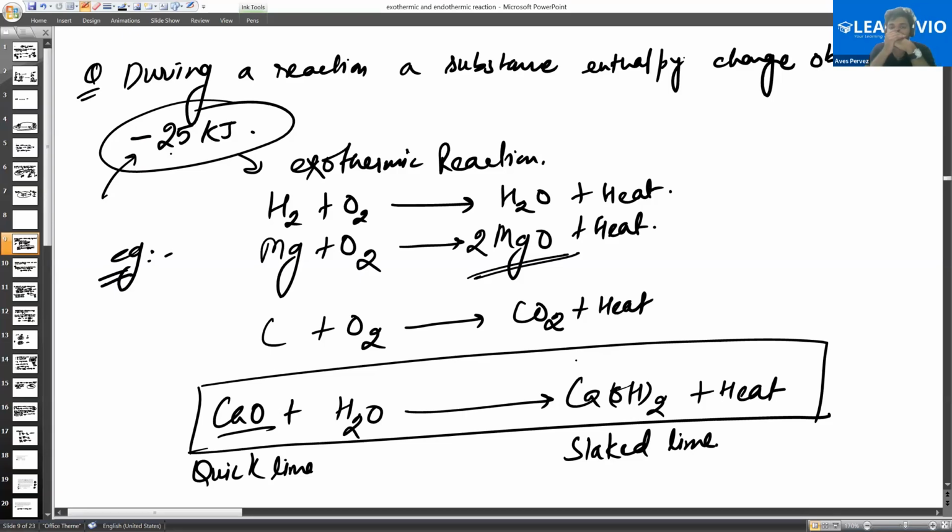Are you getting my point? Got it? Note it down quickly, this is very, very important. For exothermic reactions, one more line: calcium oxide, when it reacts with water, gives you calcium hydroxide plus heat. I'm going to show you this one.